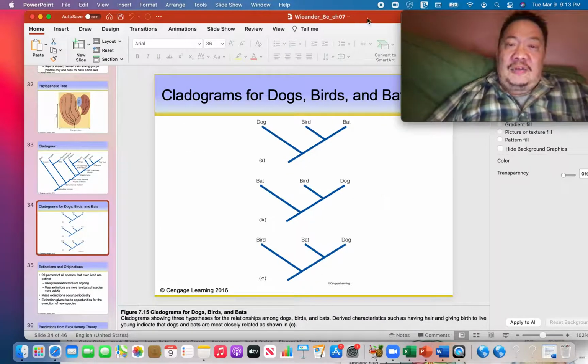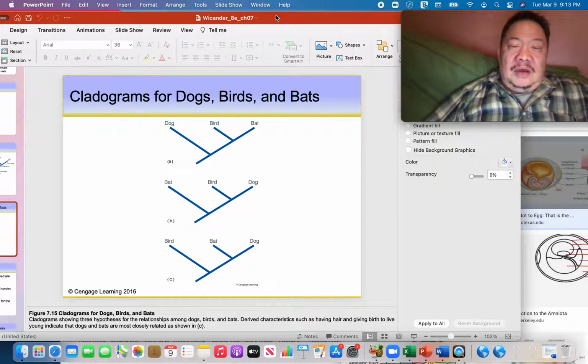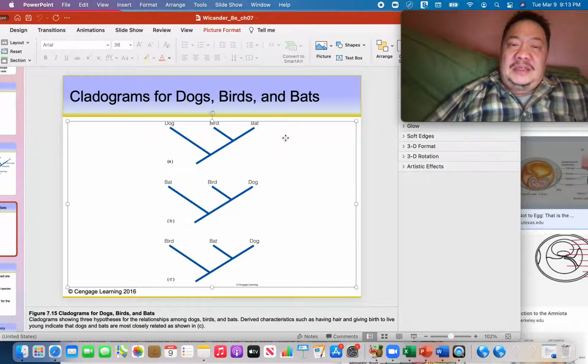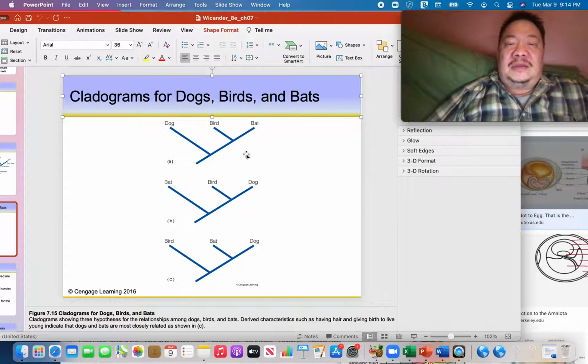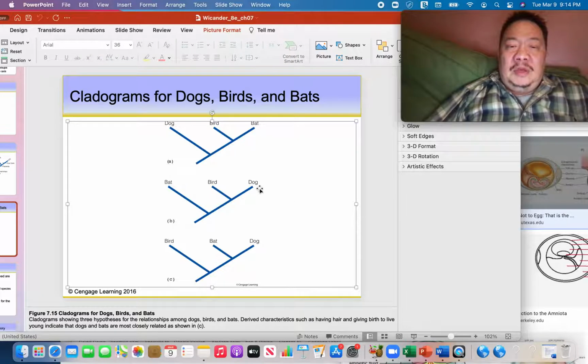Take a look at these cladograms here. Okay, so what is the genetic relationship between dogs, birds, and bats? Well, we have three hypotheses here. And this cladogram shows you hypothesis 1. Birds and bats are more closely related to one another than they are to dogs. Why? Because birds and bats both can fly and dogs can't. Hypothesis number 2. Birds and dogs are more closely related to one another than they are to bats.